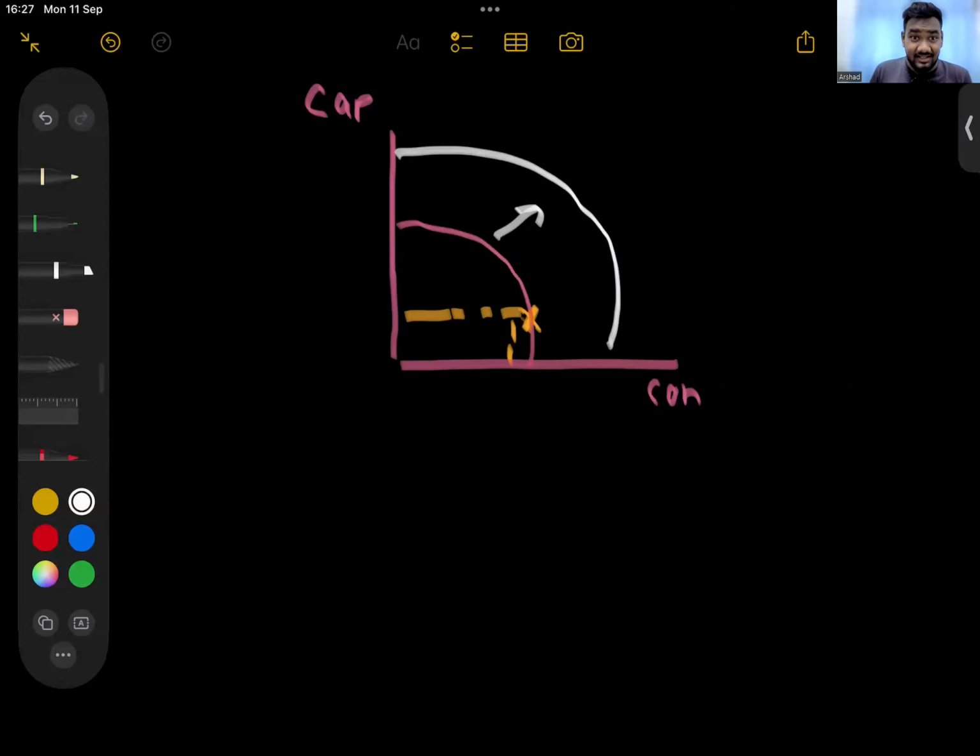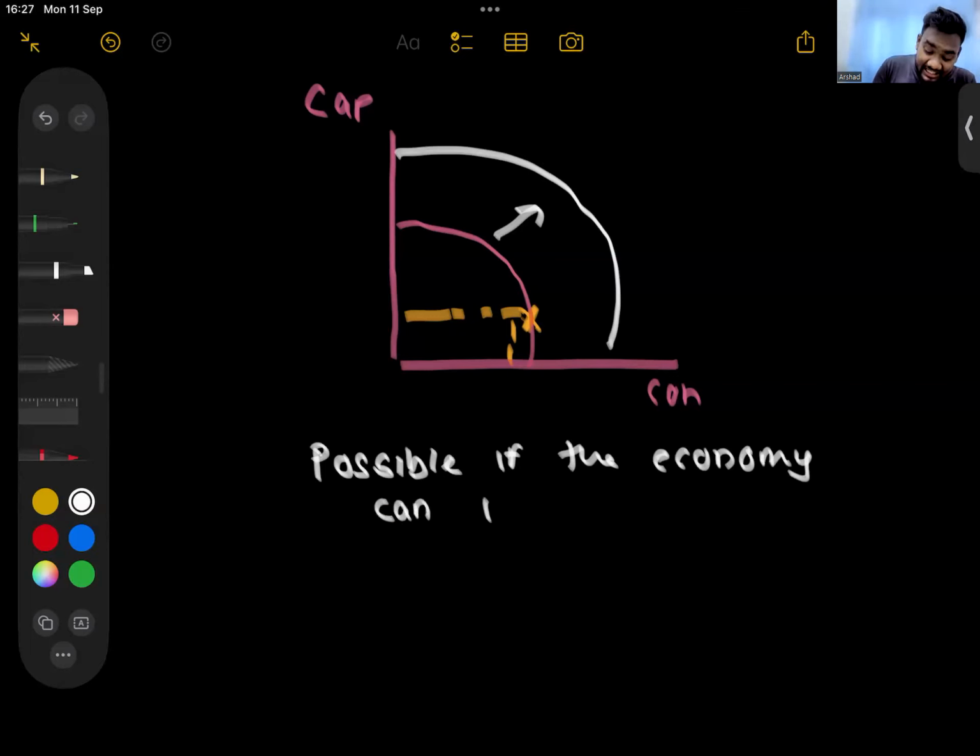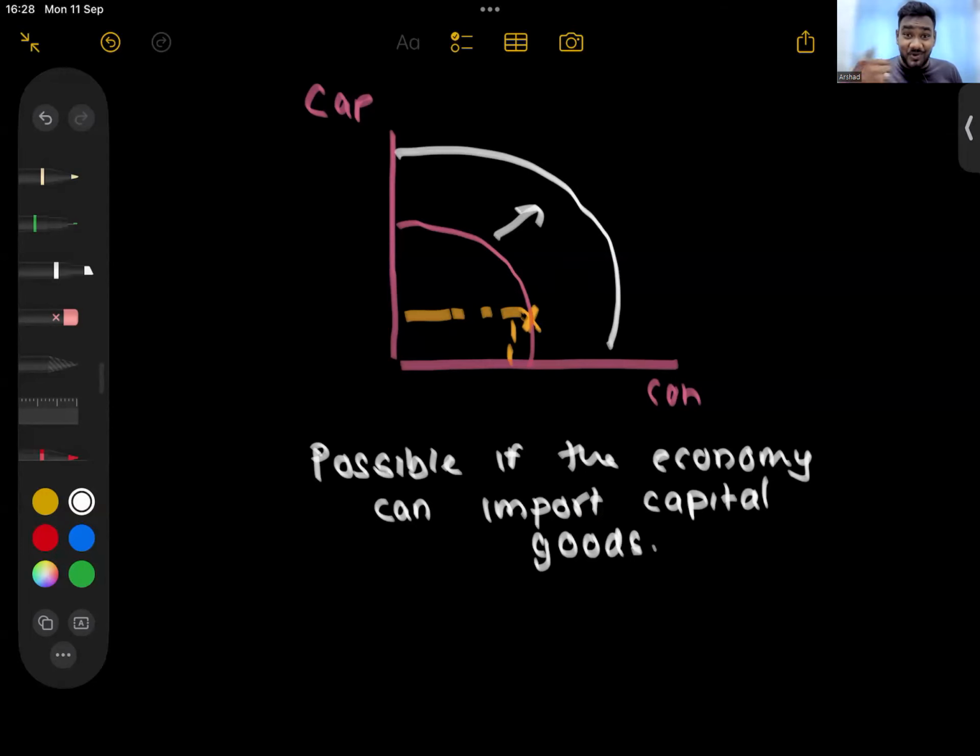What do you all think? What can they do? This is possible if the economy or the country can import capital goods. So currently they are producing a lot of consumer goods. They're producing so many consumer goods. But along with producing more and more consumer goods, if they also import their capital goods, then what happens?